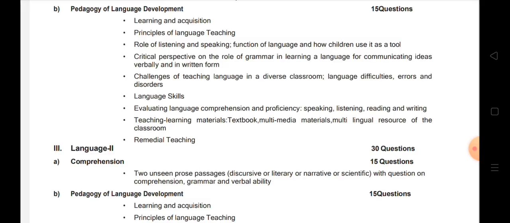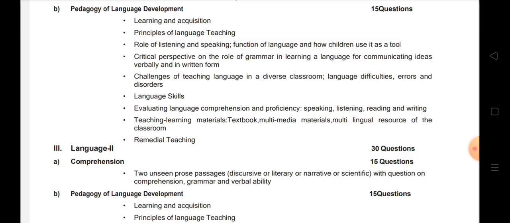A critical perspective on the role of grammar in learning a language for communicating ideas verbally and in written form. Now, we need to know the critical perspective on the role of grammar, how grammar helps in the process of learning. As we know, grammar plays a very vital role in language, right? If there is no grammar, there is no proper sentence, and the meaning is not understood if we do not use grammar in a form of language, speaking, reading, writing, or listening, right?